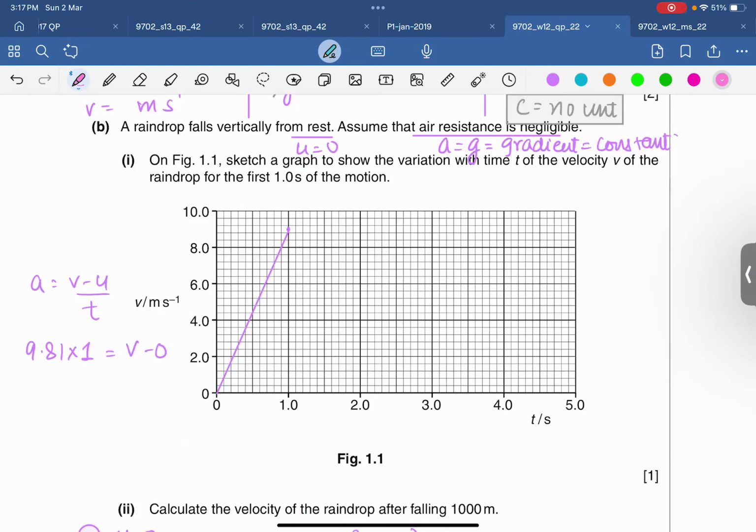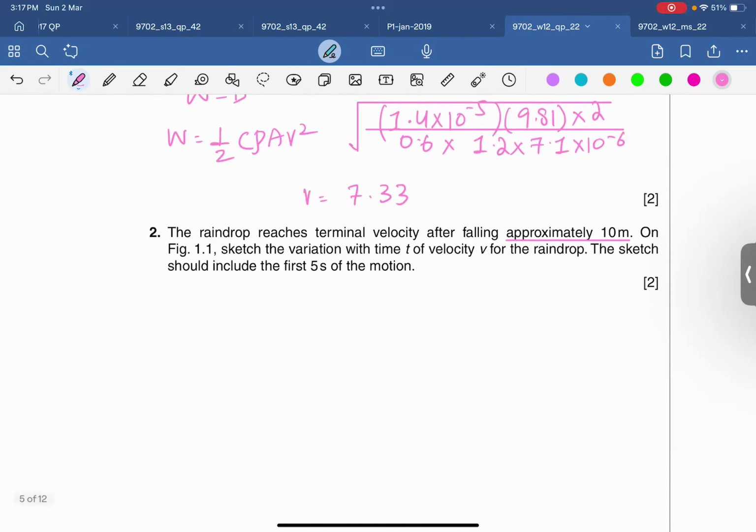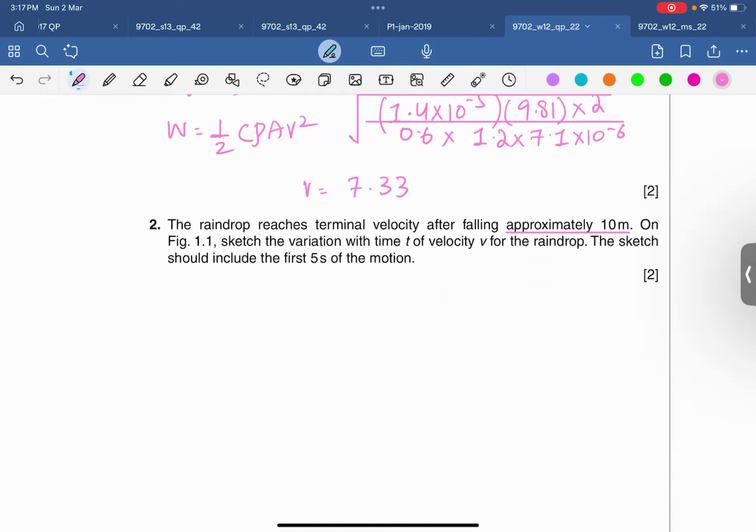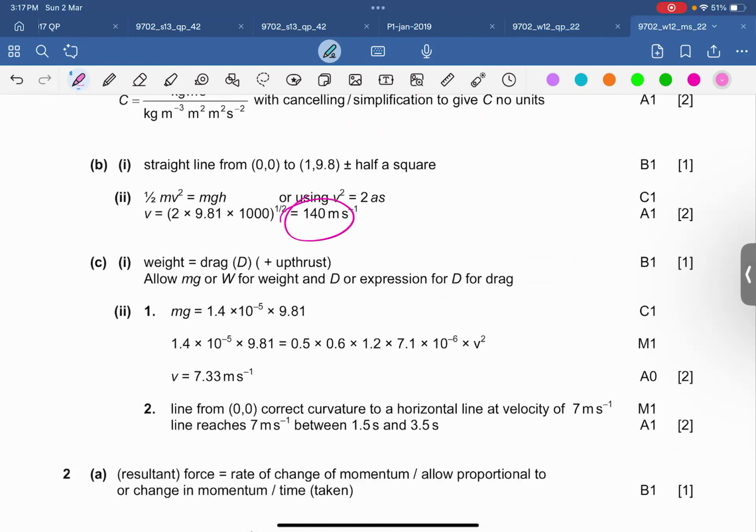So 6, 6.4, 6.8, and 7 would be somewhere here. Okay, so it should be a curved line like this, and then it will be a horizontal line like this. Fine. This is the only possibility, or the only thing that we can do, right? Okay, let me just see the examiner report and marking key first, because I'm not sure about this question.